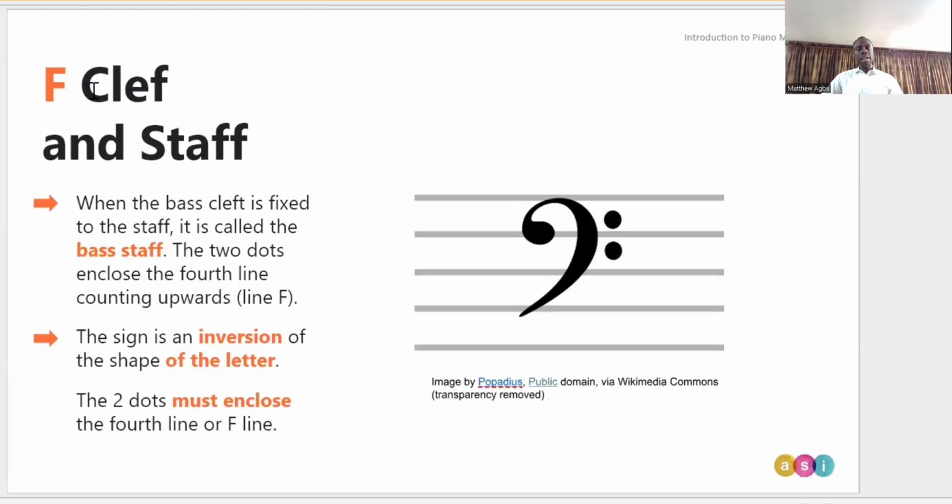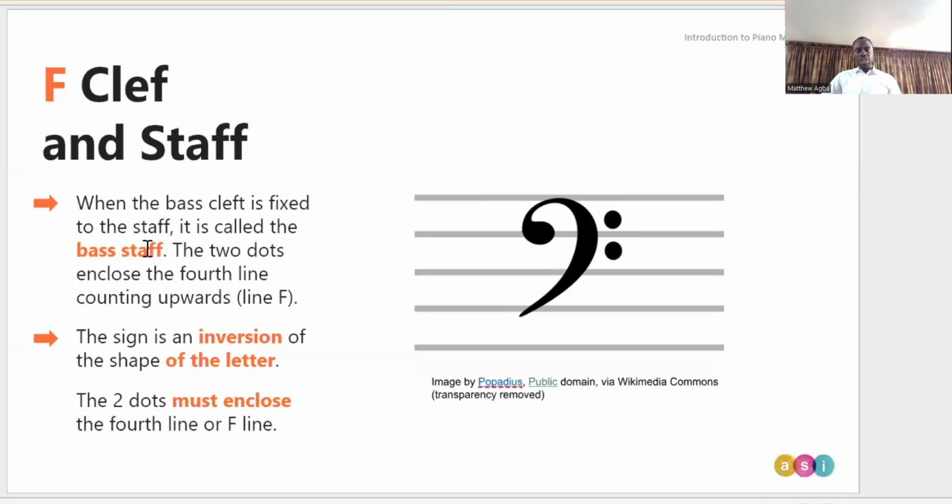So we move to the next discourse, F clef and staff. Take note, the F clef is otherwise known as the bass clef. And when the F clef or the bass clef is fixed on the staff, it is otherwise called the bass staff or the F staff. Usually the bass clef has 2 dots enclosing the 4th line. So we have 1, 2, 3, 4, 5. You start from the 4th line and start drawing your bass clef.